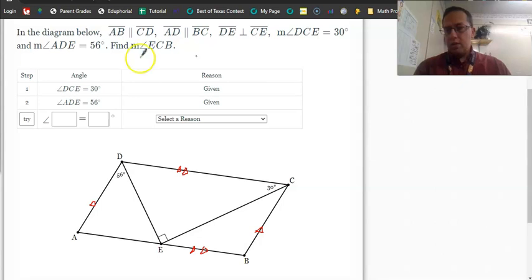So let's take a look, and let's see here, we have segment DE is perpendicular to segment CE, which is marked, because remember perpendicular means it makes a right angle. And the measure of angle DCE is 30 degrees, that's marked.